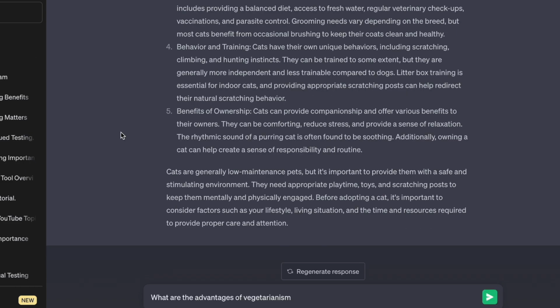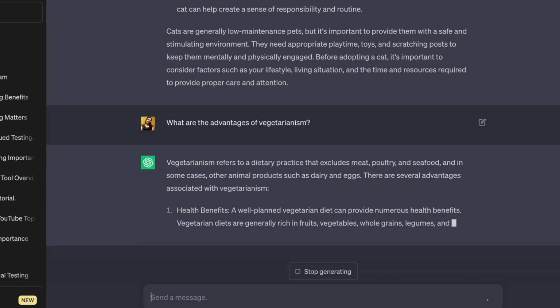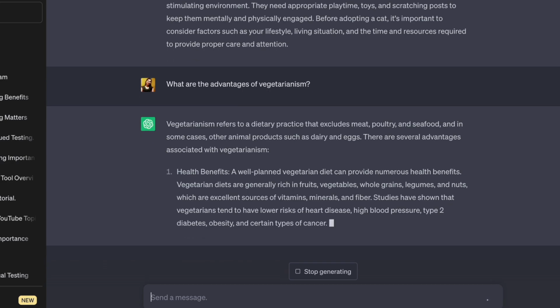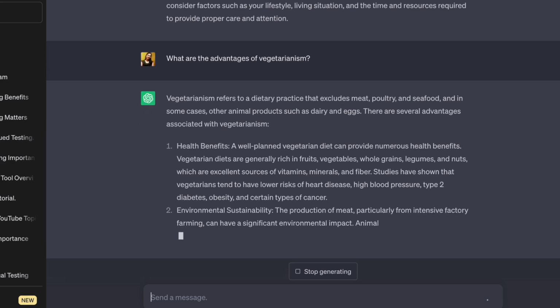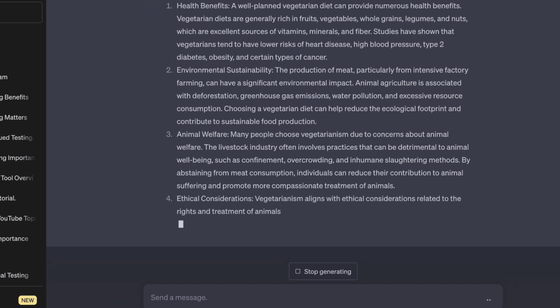Next is perspective testing. Here we are asking some queries and checking the response, discussing the potential benefits of a diet that includes meat or vegetables, or nutritional value, or certain cultural or dietary considerations.